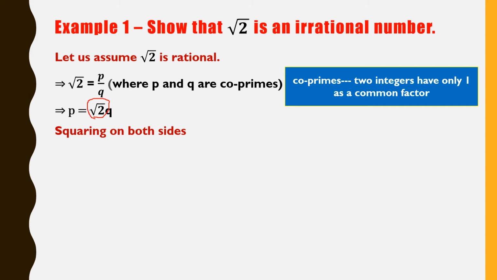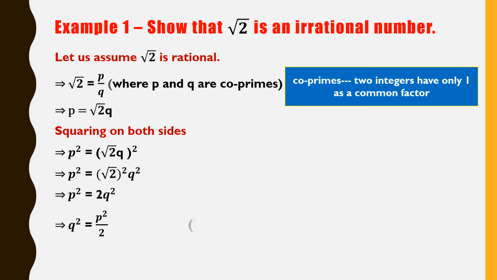How will this root be cancelled? When you do squaring on both sides. While doing squaring on both sides, P will become P square, and I gave square for both of them. Now the square is for both of them, root 2 Q whole square, so you should give square for root 2 as well as Q. Now root and square will be cancelled, so it will be 2Q square. Okay, 2Q square.